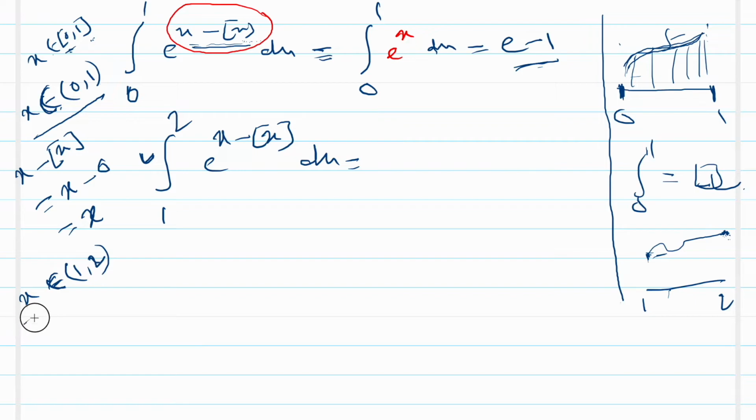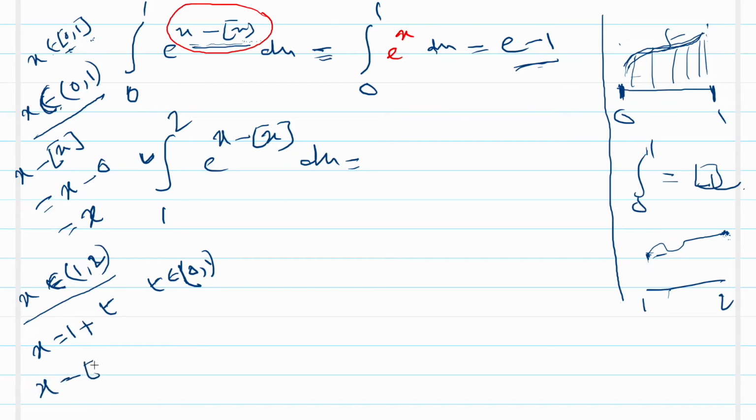So for any such x, x is actually 1 plus t. Then t is in between 0 and 1, so t belongs to the open interval 0 to 1, right? x is 1 plus t. So then what is box of this? So x is 1 plus t.